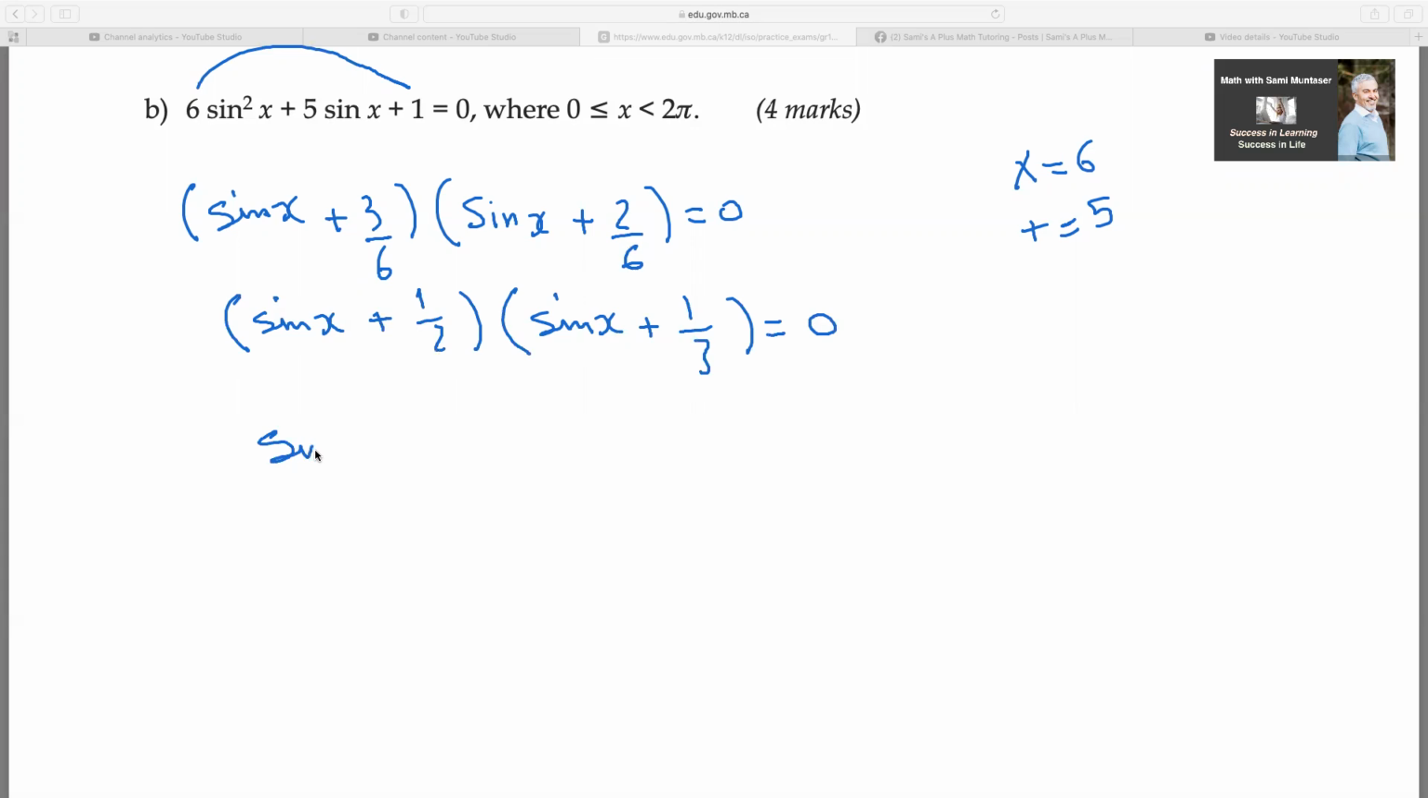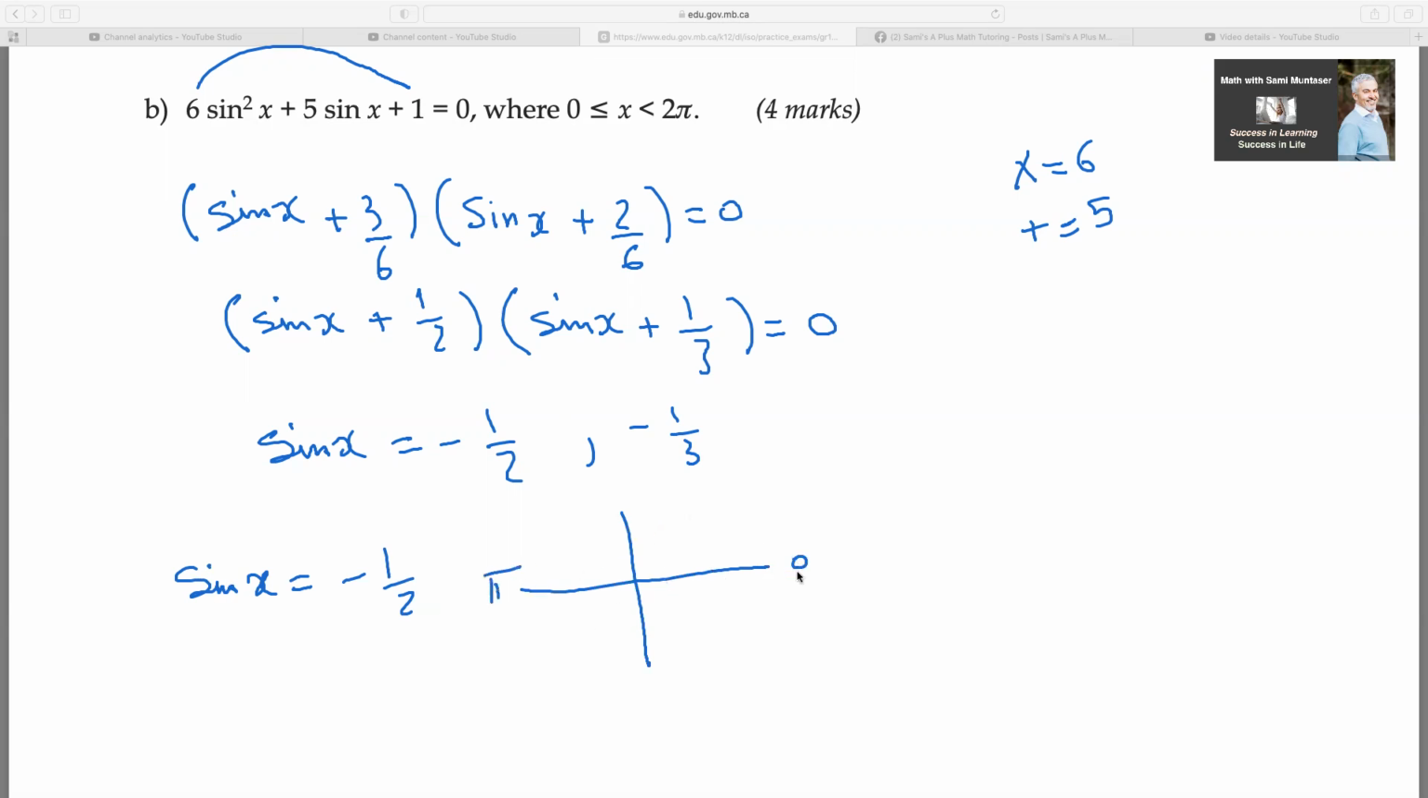So sine x equals negative 1/2. I'm not even going to put the 2 in front of there, because I see the sine x is going to be easier from here. Now, let's take the sine x equals negative 1/2 first. Of course, you draw your quadrants, 0, pi, 2 pi. The sine is negative right here and right there. The angle that has a sine of a half is the 30 degrees, which is pi over 6 here and there. That's your reference angle.